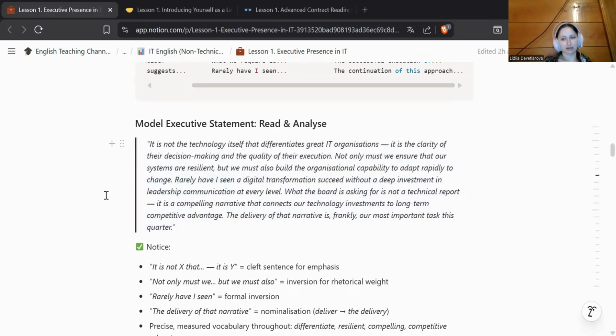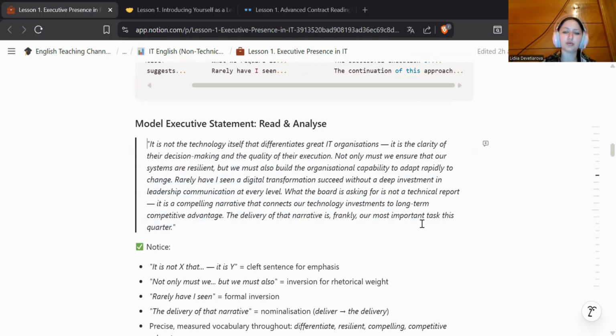Our task is to read and analyze. So, it is not the technology itself that differentiates great IT organizations. It is the clarity of their decision-making and the quality of their execution. Not only must we ensure that our systems are resilient, but we must also build the organizational capability to adapt rapidly to change.